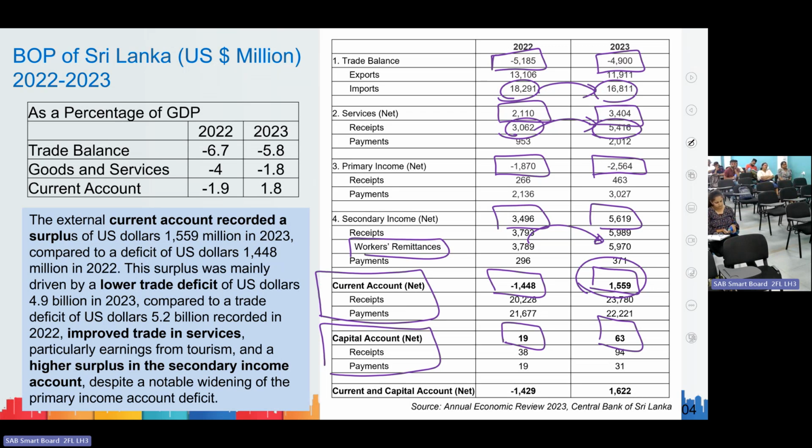The external current account recorded a surplus of $1,559 million in 2023, compared to a deficit of $1,448 million in 2022. The surplus was mainly driven by a lower trade deficit. Yes, the trade deficit is lower.